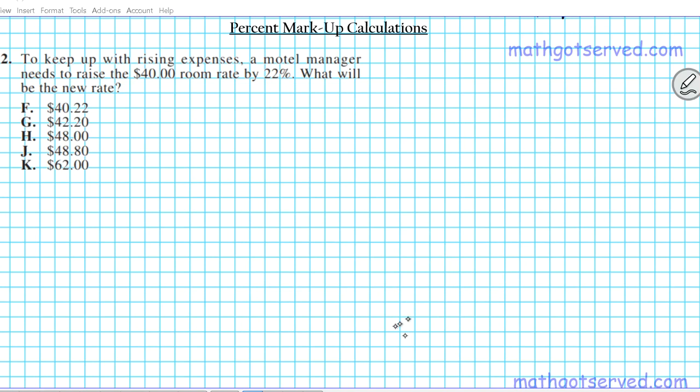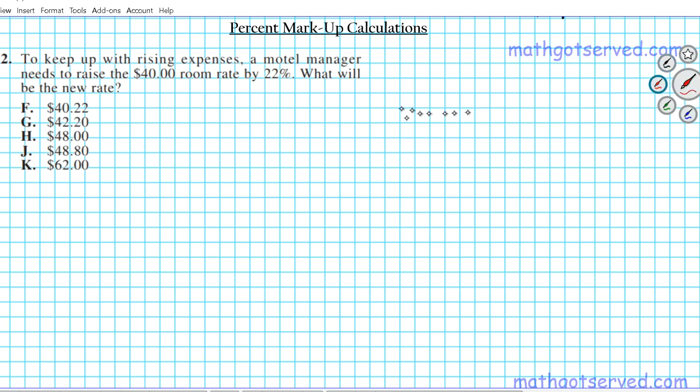Question 2 is a percent markup calculation. So you need to know how to do percent markup calculations to do well on your ACT, okay? All right, so the problem is as follows. To keep up with rising expenses, a motel manager needs to raise the $40 room rates by 22%. Question, what will be the new rate?